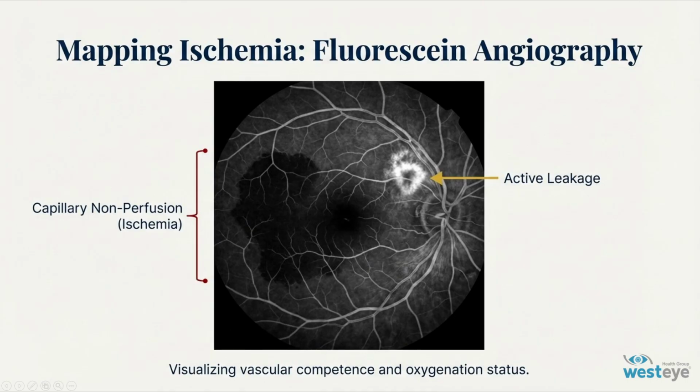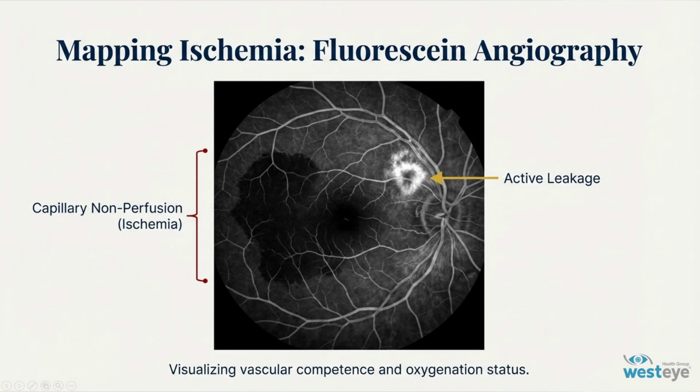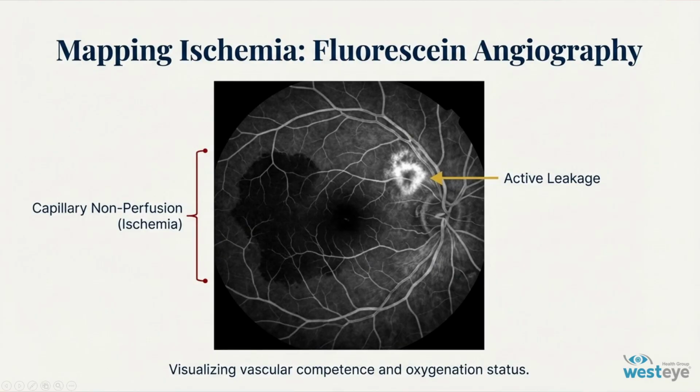Another very important method in our hands is fluorescein angiography. We use this test to understand the blood flow in the retina. On that dark space you are seeing on the FFA image, this is a non-perfusion area. It means that part of the retina is starving for oxygen. And on the upper side you see a white bright spot. It's showing the active leakage. With the help of that sign, you can understand where the vascular competence has completely failed.